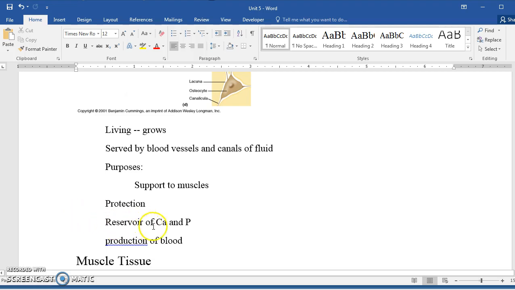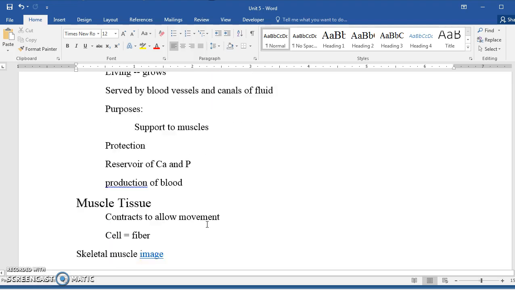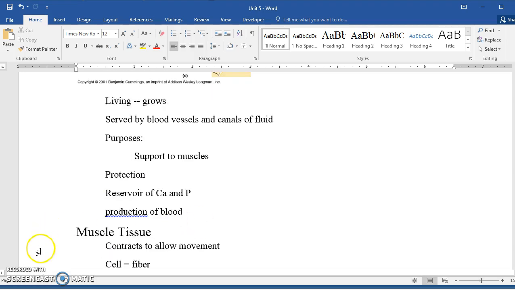and interestingly, the ribs are curved and so are the cranial bones. Bones serve as an important reservoir of calcium and phosphorus, and if we don't get enough in our diet, we tend to pull it from our bones. And that's one of the reasons why females in their 20s and 30s are told to have enough calcium in their diet so that in their later ages they will not develop osteoporosis. Also, the bones, specifically the bone marrow, is important in the production of blood cells. In the next video, I will continue with a different type of tissue, muscle tissue.